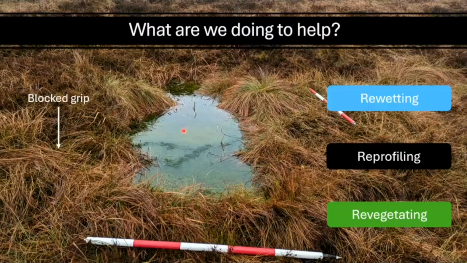As well as that, those gullies can be blocked. They can also be reprofiled. So those hags, instead of being at that really steep angle, are made to be shallower. And that makes it easier for plants to grow. It means that you get less erosion and there's sort of more water held in the environment.